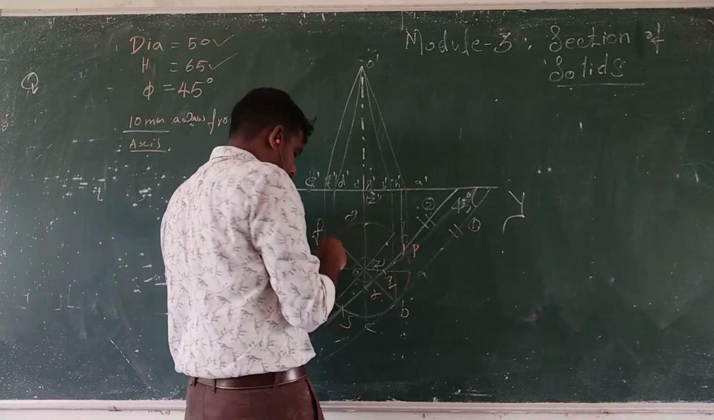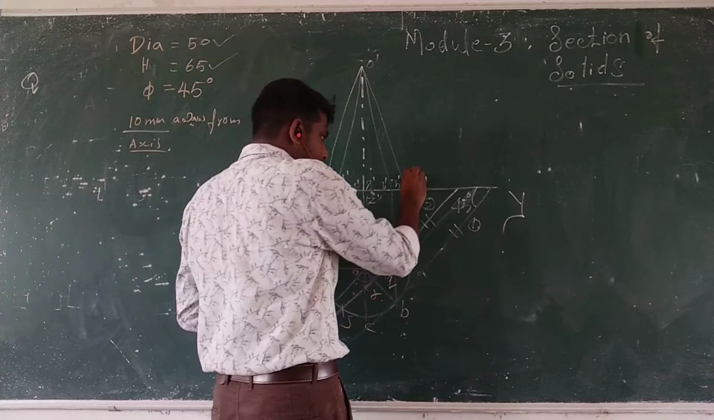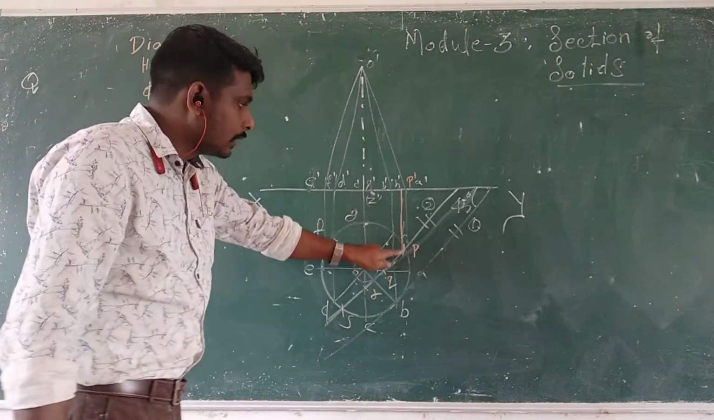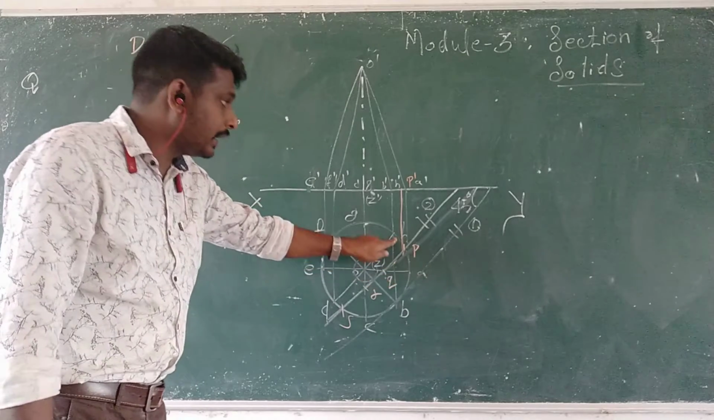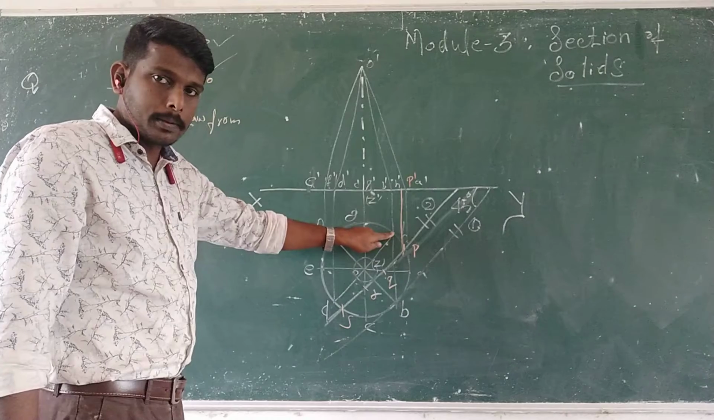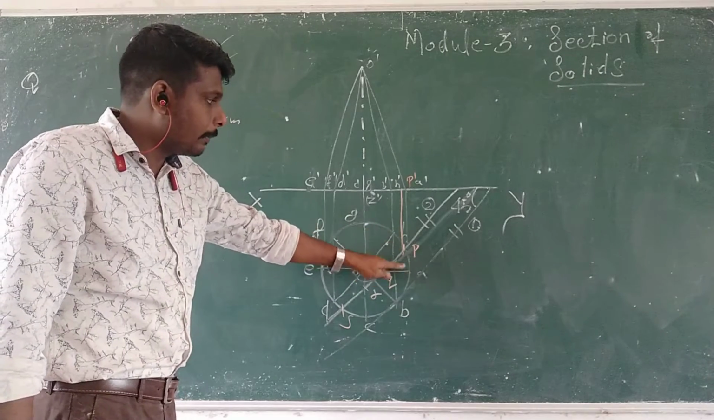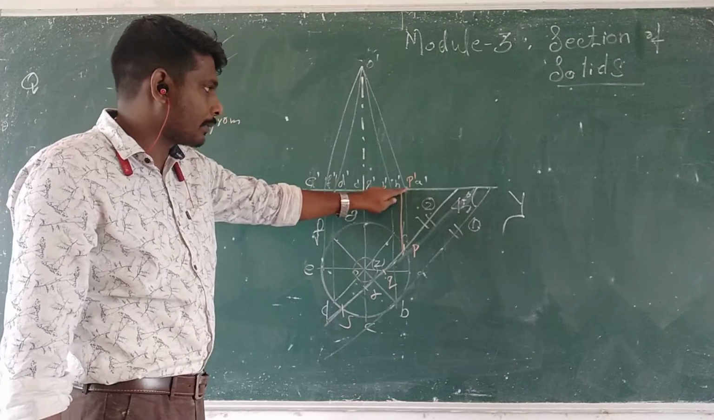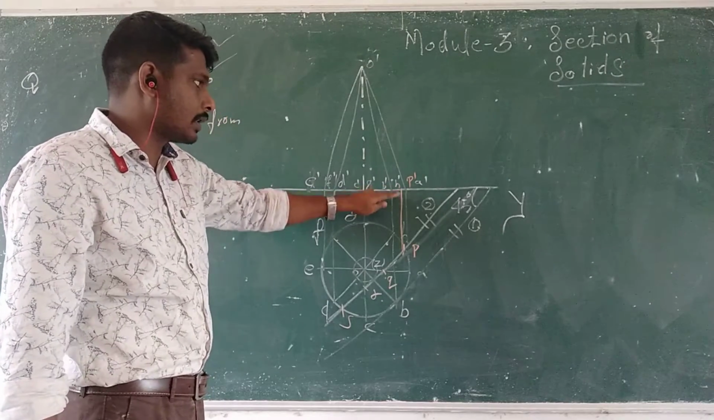P dash is in here. Please listen. P dash, because the P is a section of the base of the cone, A to H. It's a base. So we need to project the point to the corresponding front view, A dash to H dash.